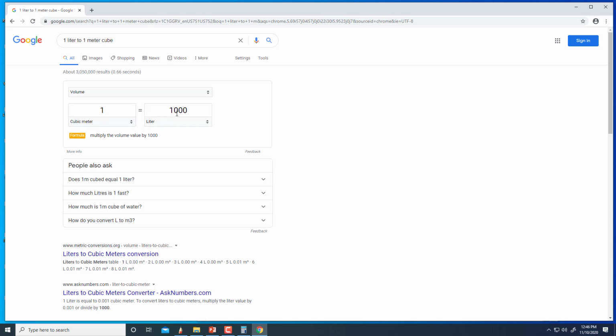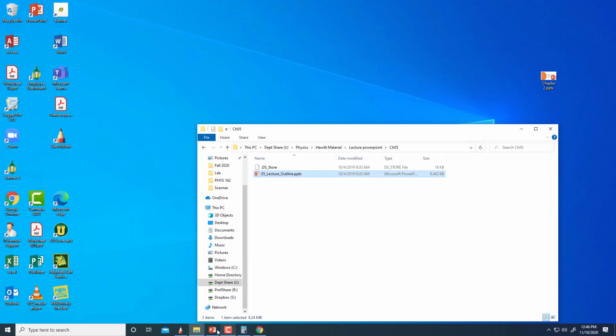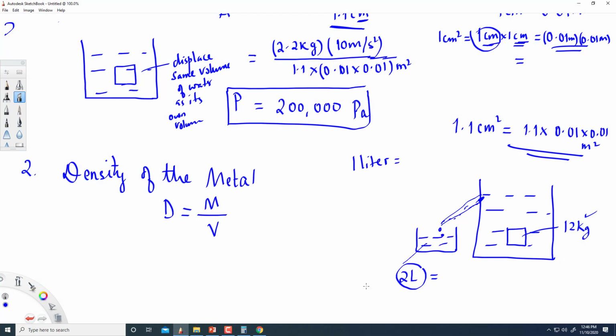So 1 cubic meter is 1000 liters. So the conversion is, 1000 liters is 1 cubic meter, but we have only 2 liters. So 1 liter would be 1 over 1000 cubic meter. That is the conversion. If 1000 liters has 1 cubic meter, then 1 liter will have 1 over 1000 meter cubed, and then 2 liters will have 2 over 1000 meter cubed.